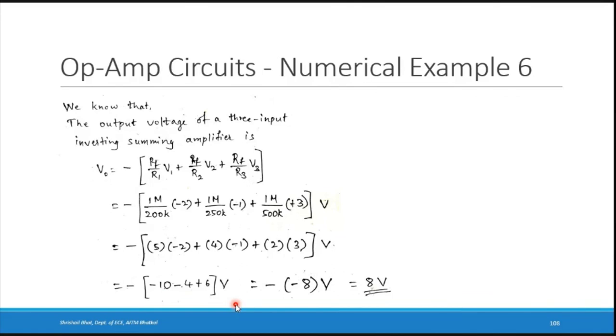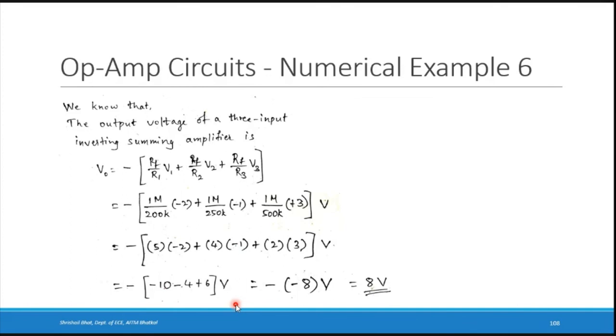So it's a simple calculation. When all the values are given, just substitute them and you'll get the answer. So the answer is 8 volts. That means whatever inputs you have given, they are getting added up along with certain gains to give the output voltage as 8 volts.